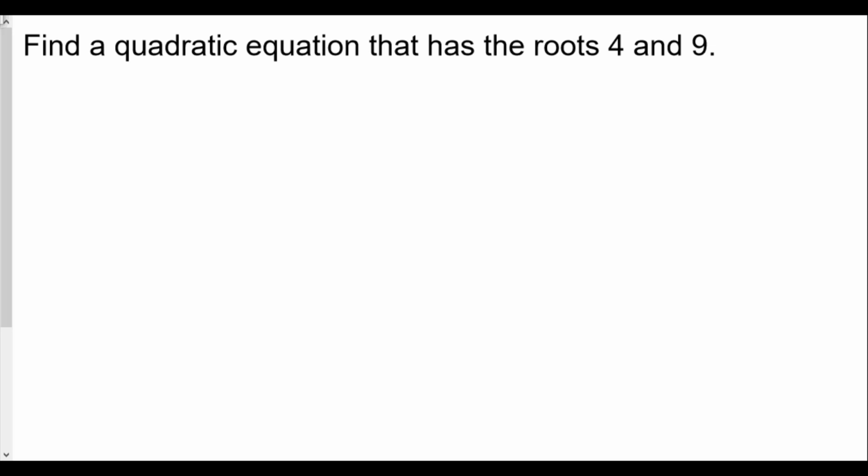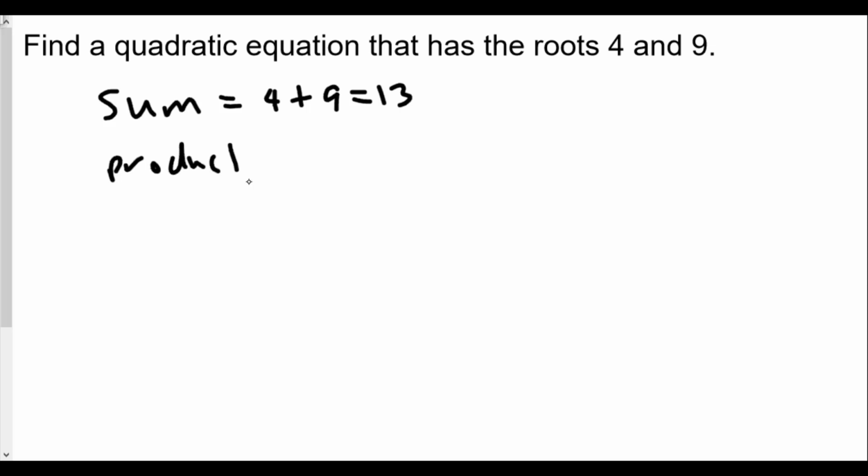Now, you might ask, what do you mean sum and product? Let's take a look at the sum. The sum of the roots is equal to 4 plus 9, which is 13. And the product of the roots is 4 times 9, which is 36. Okay, we have the sum and the product, but how do we use this?